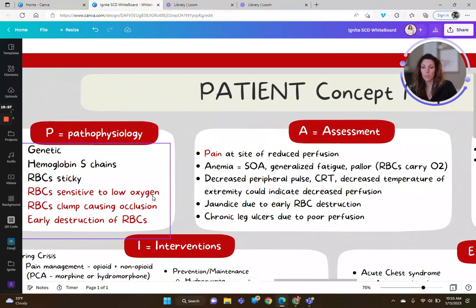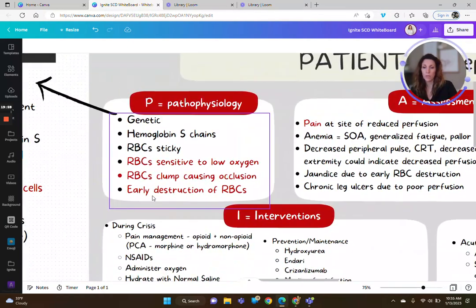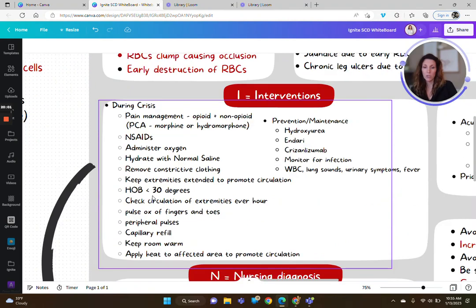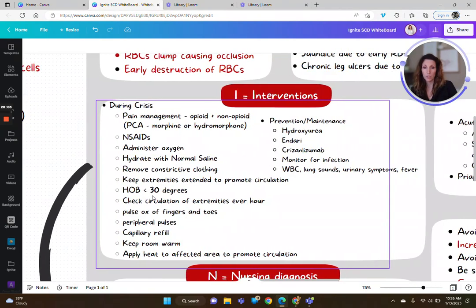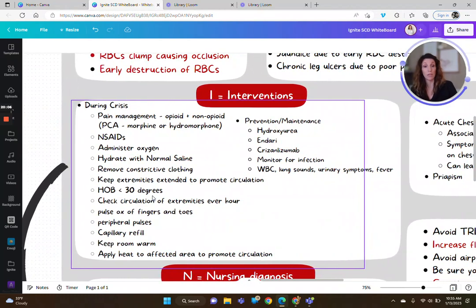Okay, this brings us to interventions. So as I said, these patients are going to have a chronic underlying disease, and then they may have episodes of crisis. So in patients that have a crisis, we are going to really aggressively manage pain. So opioids are commonly used in these patients. They may even be getting a drip, like a patient-controlled analgesia, which we have on here as a PCA. So they may have a PCA pump.